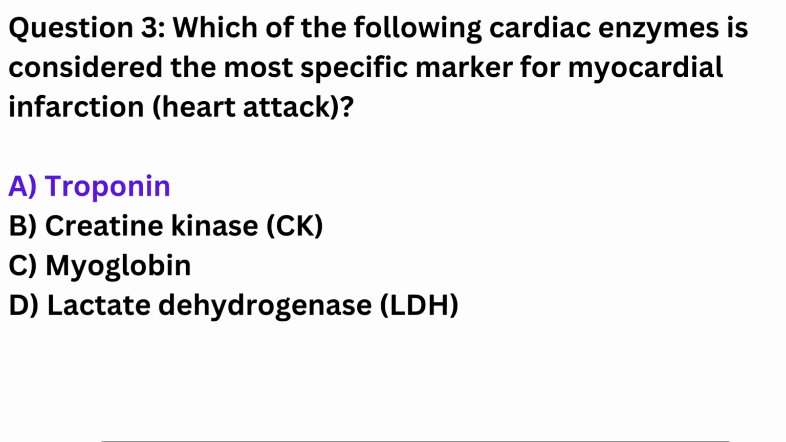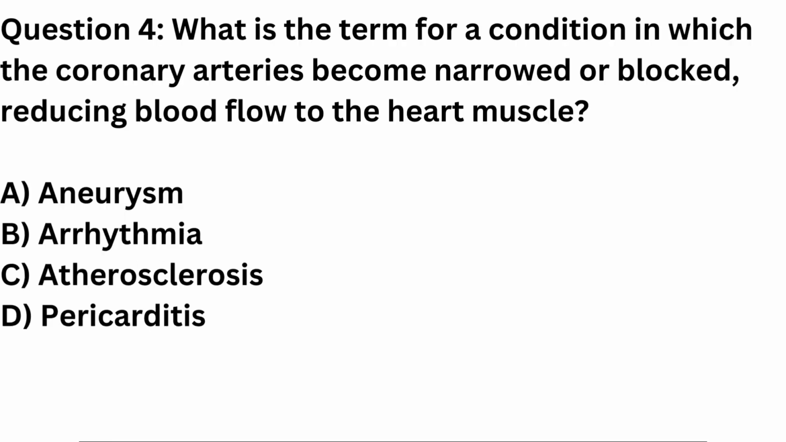Correct answer, A. Troponin. Question 4. What is the term for a condition in which the coronary arteries become narrowed or blocked, reducing blood flow to the heart muscle? A. Aneurysm. B. Arrhythmia. C. Atherosclerosis. D. Pericarditis.